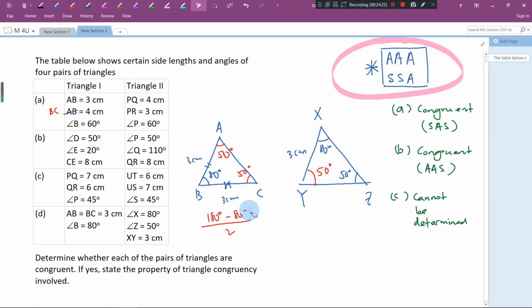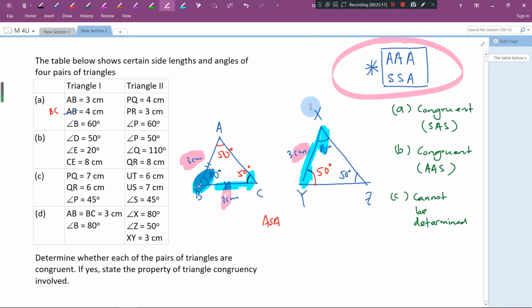So can we determine they are congruent or not congruent? We can use this property, angle, side, angle. If you look at this angle, side 3 centimeters, angle, side, angle. We can use this property or another property, which is, let me see, side, angle, side. So now we have side.